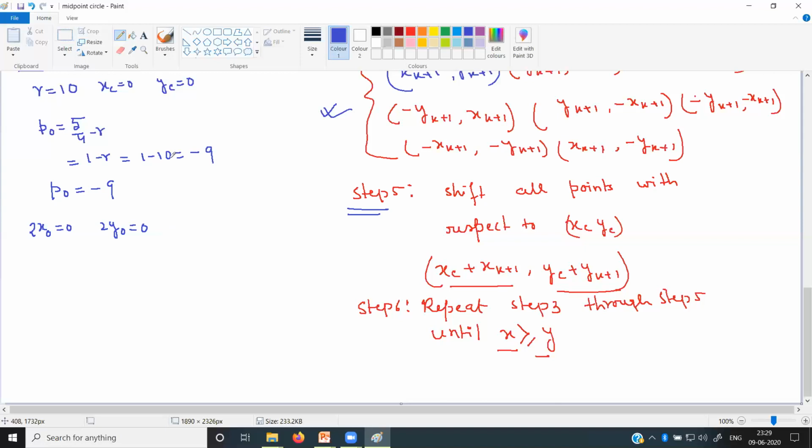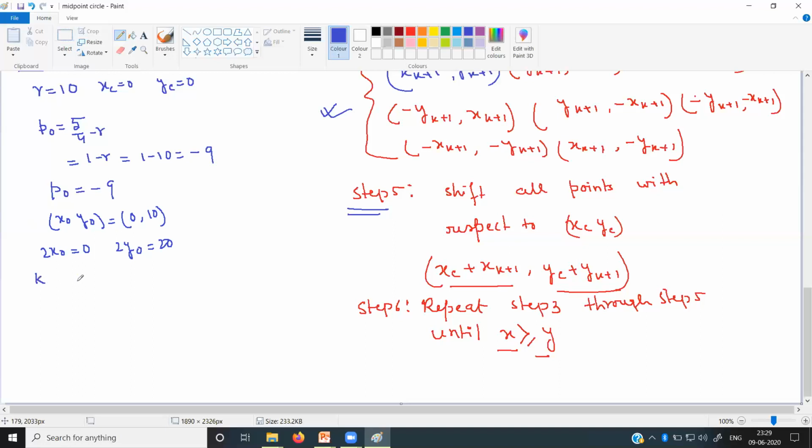What is my y0? Before that I should write it, otherwise you can't understand. So which is my initial point, my initial x0, y0? x0 will be 0 and y0 will be 10 because r is 10. So then what will be my 2x0? 2x0 is 0, and what is my 2y0? 2y0 is 20. Fine. Now what we will do? We will write down a table.